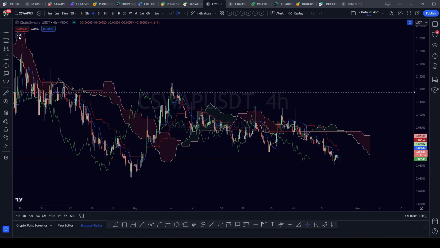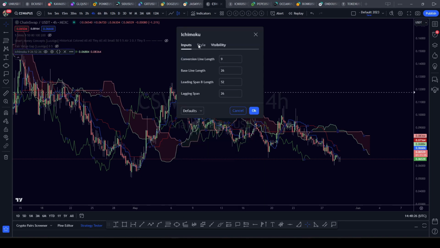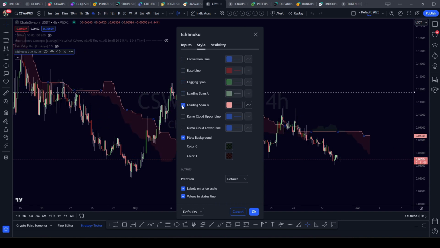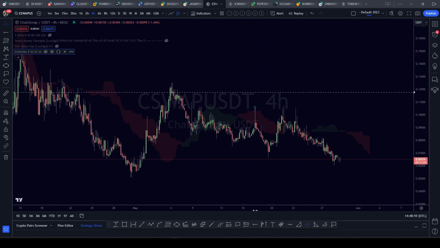So I'm gonna come over here to the drop-down menu. I'm gonna go to the icon for the settings. And these are the default settings. So I'm just going to go over here to style, and I'm going to remove all of these. And you can see all these lines right here. I'm going to remove this one, this one, this one, this one, and this one. So now I just have the cloud. So I'm going to say, okay, get rid of this.